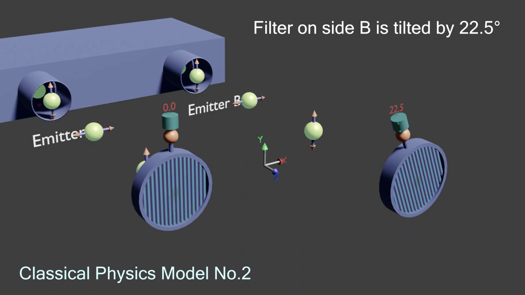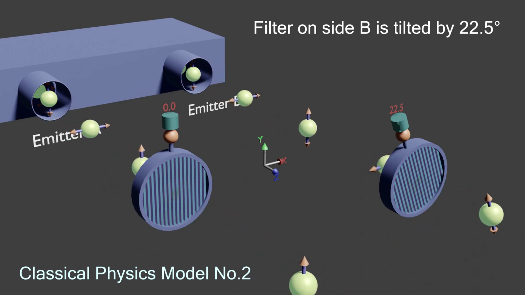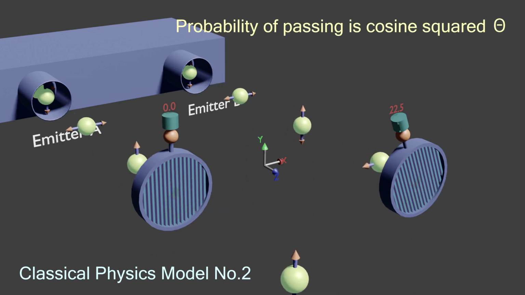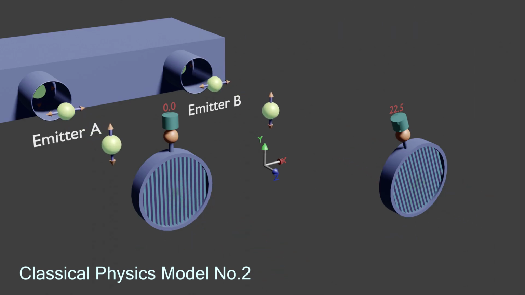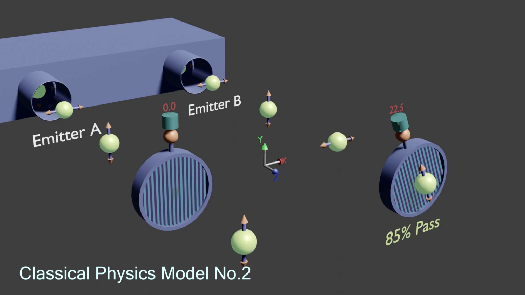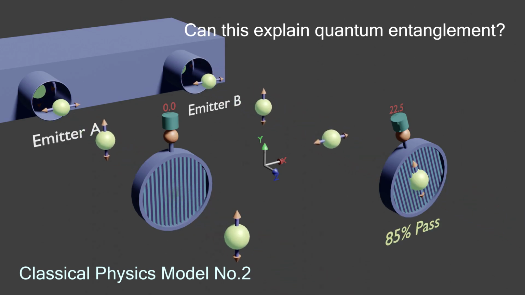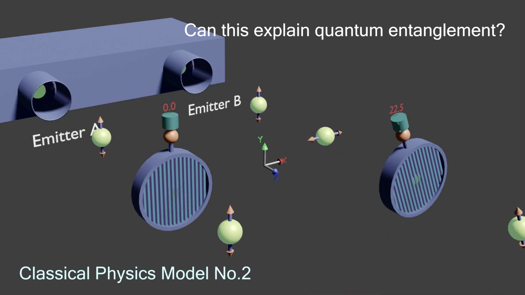Also, if the filter on the A side is aligned along the y-axis and the filter on the B side has an angle of theta from the y-axis, the cosine square of the angle is the coincidence rate of photons that pass. This passing probability perfectly matches the entangled photon pair. So, is there a classical physical model that can explain the quantum entanglement as Einstein predicted?